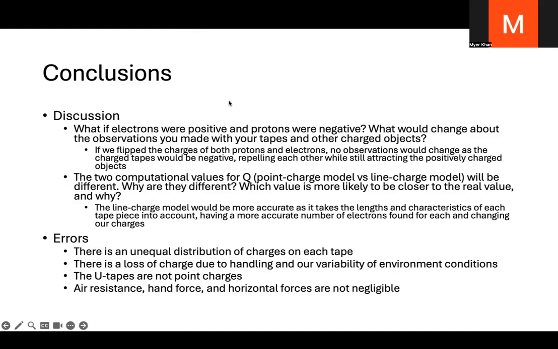And so, discussion: if we inverted the charges, we would probably not see any differences in observations, as the charged tapes would then be negative, repelling each other while attracting the positively charged objects instead.